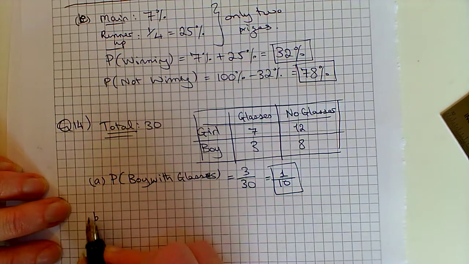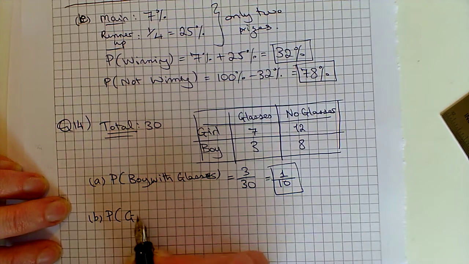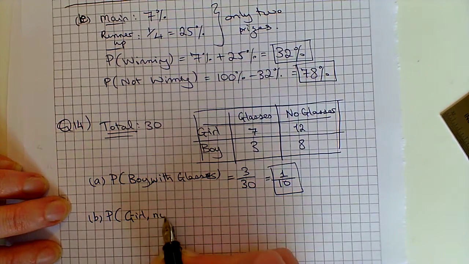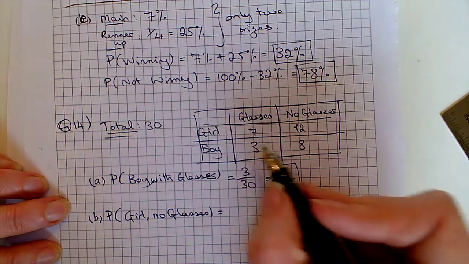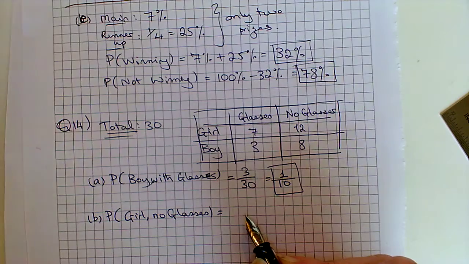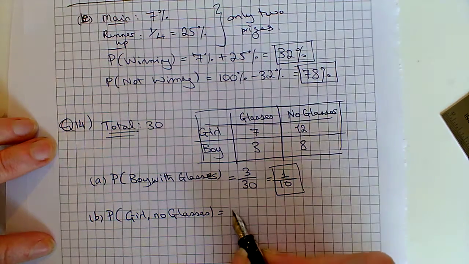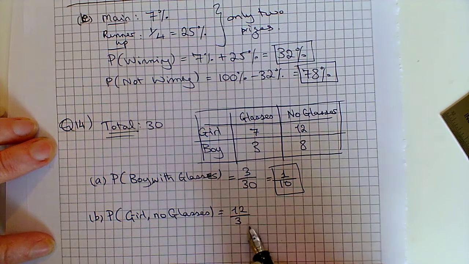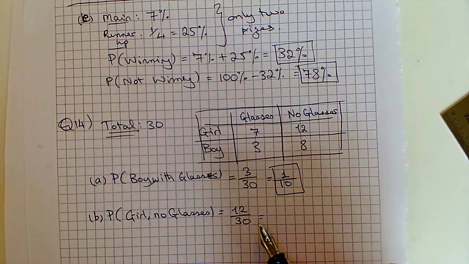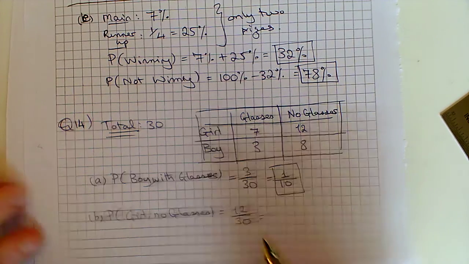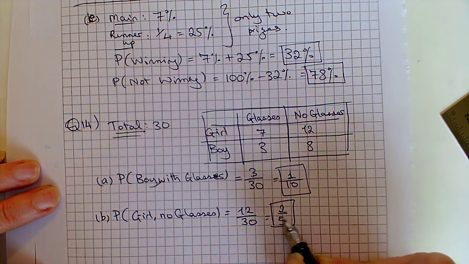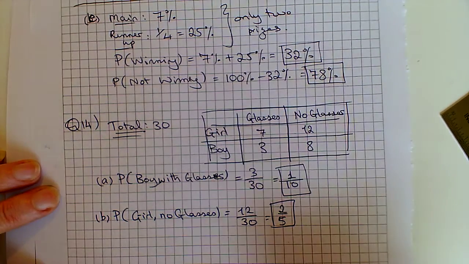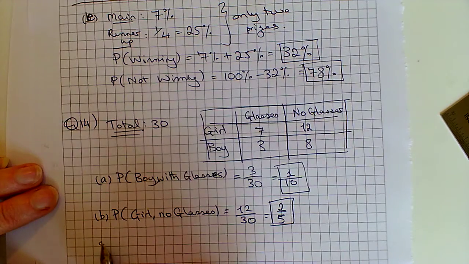Part B, we're looking for the probability of a girl who doesn't wear glasses. So that's going to be 12 out of the 30. And that simplifies down, because 2 goes into both of that, to 2/5. I just used my calculator to simplify it. 6 goes into both of those numbers, 2/5.